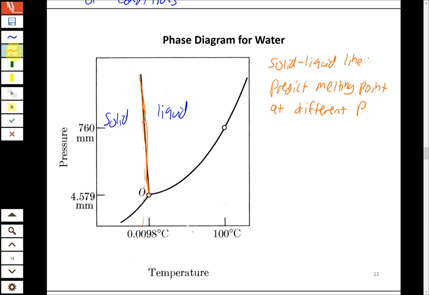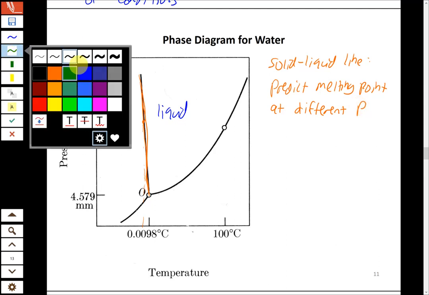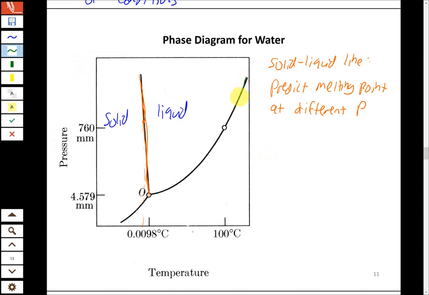Now the other line that we haven't labeled yet is the liquid gas line. And again, we kind of already know about how these phase changes work. So if you're on the left of this line, which is lower temperature, that's liquid. If you go to higher temperature to the right of this line, that's where it's going to exist as a gas. And of course, there's also a pressure dependence to that, but that's going to be the 3 regions.